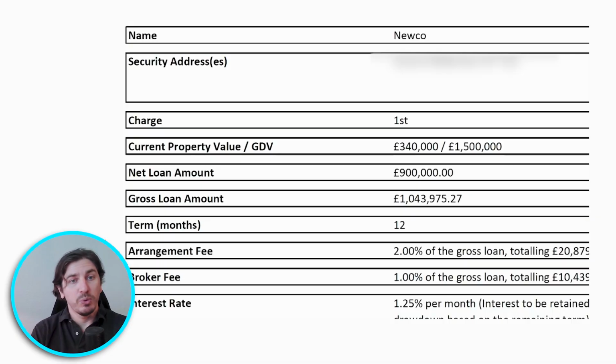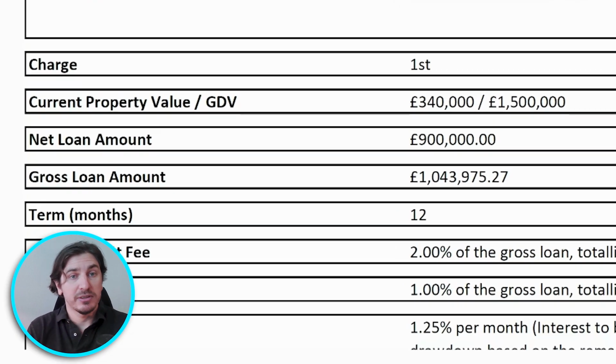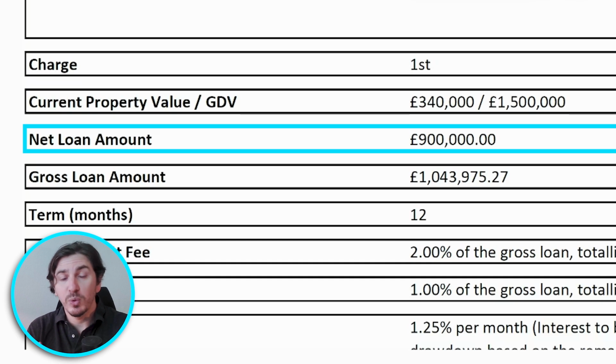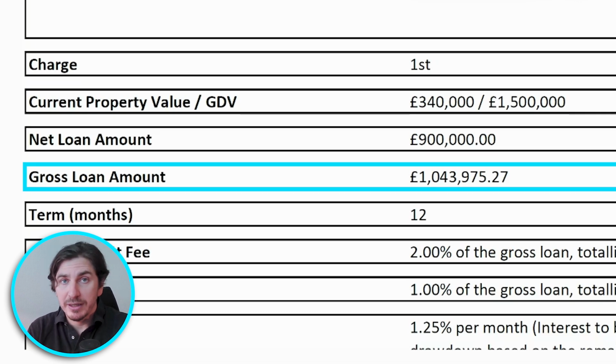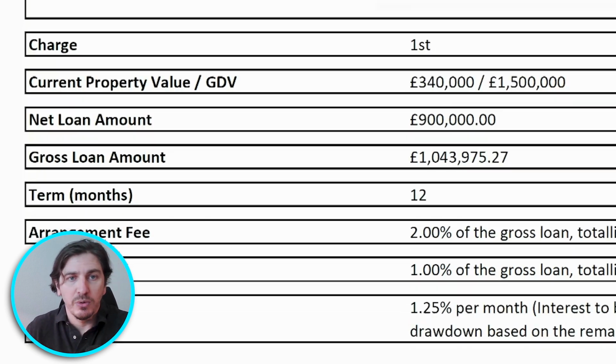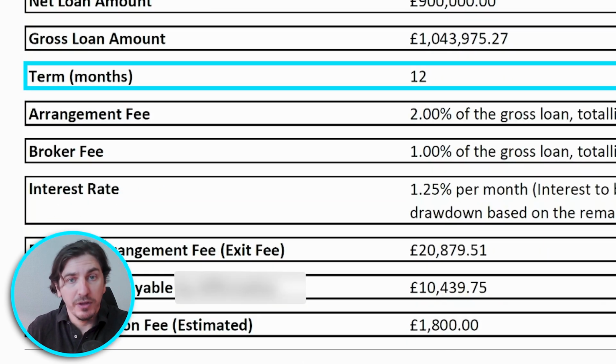So in this loan we've requested 900,000 as a total loan. This obviously will not all be drawn at once because that would be nearly 3 times the value of the property. This will be done in drawdowns. The net loan is what the actual borrower will receive in their hands in order to use to develop that plot of land. The gross loan is what they will need to pay back at the very end of the loan term. So once you've done the 12 months of the loan, which is the term of the loan, you'll need to pay back the 1,043,975 and a couple of pence.